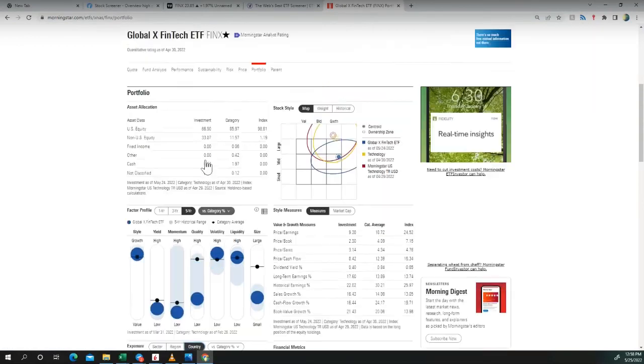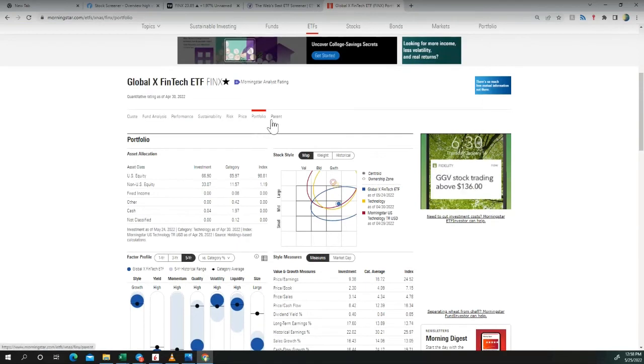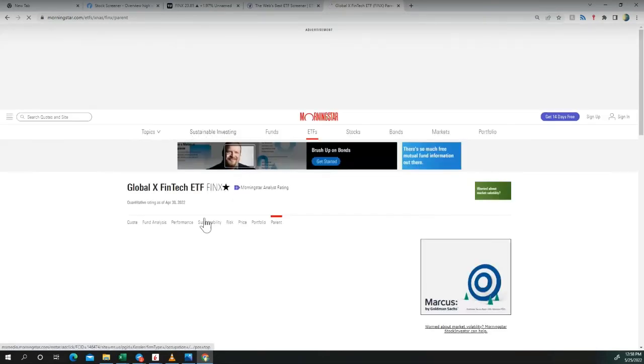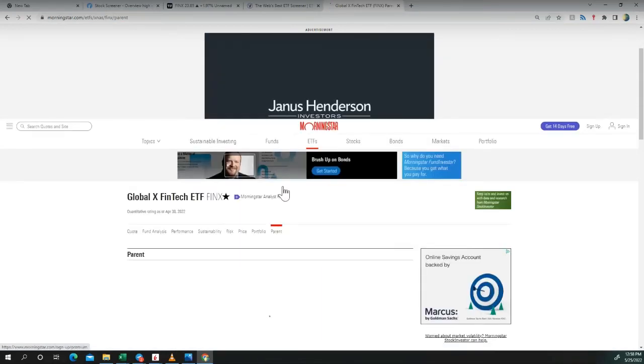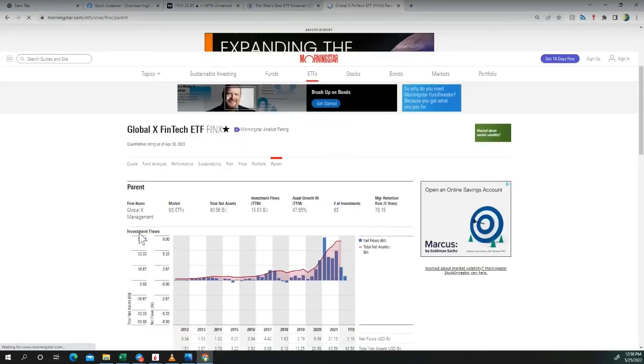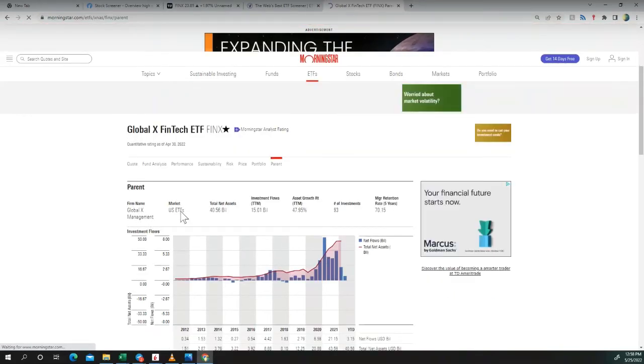ideas. Other than that, you can also look at the parent company. What company is responsible for this Finex Global Fintech ETF? And with Morningstar, you can see that as it loads right here. The firm name is called Global X Management. It does US ETFs. Total net assets they have is $40 billion.